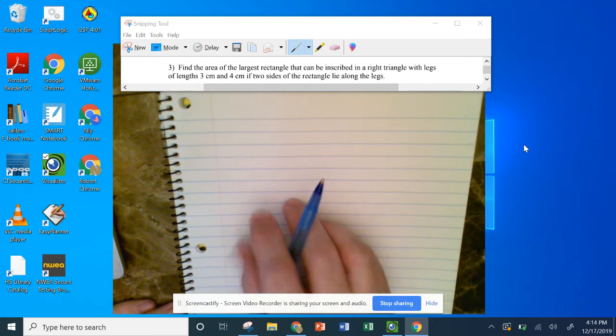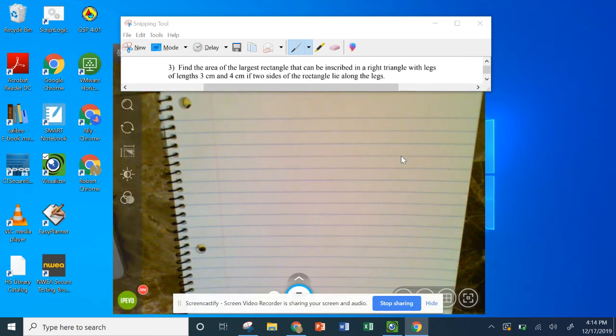Hey guys, here's another video showing you how to do one of these optimization problems. This one's a little different. It says find the area of the largest rectangle that can be inscribed in a right triangle with legs of length 3 and 4, assuming the two sides of the rectangle lie along the legs. So let's put that all together.